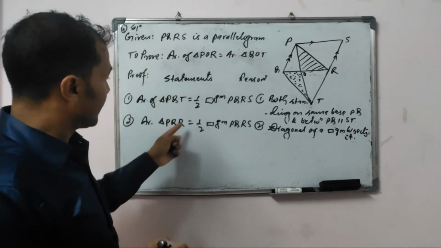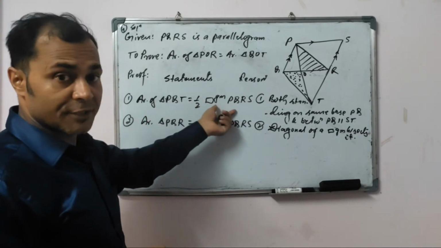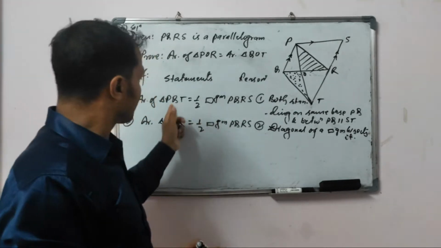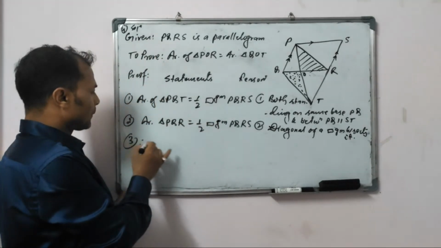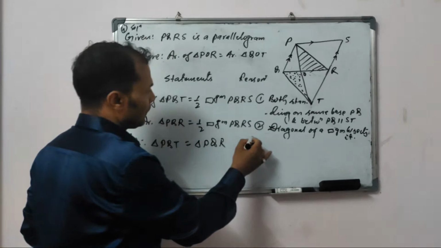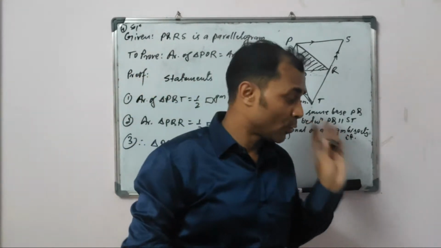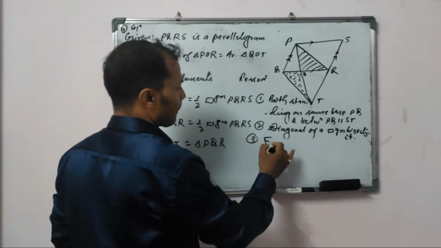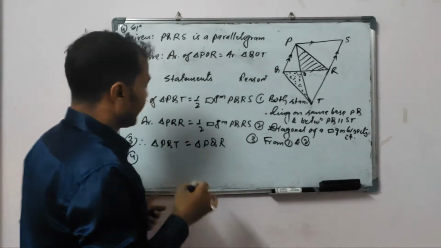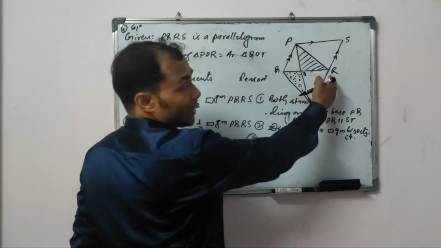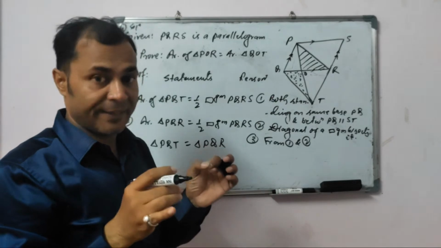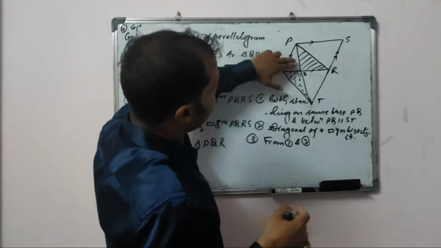Right? So what you see is, from these two, this triangle is half of this parallelogram, right? And again, this triangle is also half of this parallelogram. It means these two triangles are equal. Number 3. Therefore, triangle PQT equals to triangle PQR. What should be the reason for this? From 1 and 2. And one more thing is, look here, from this triangle PQR and PQT, in between these two triangles, what do you think is common between them? What is common? Do you think this is common over here?